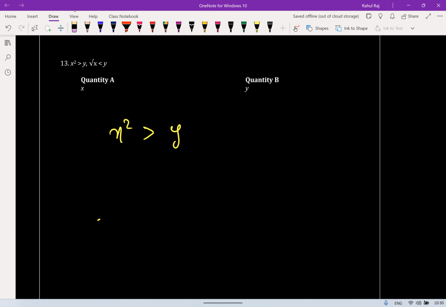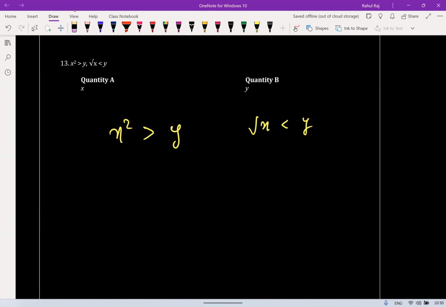Square condition, root. Number 2 says what? Root x is less than y. And x square is greater than y. We can even use negative numbers, and it'll still apply, right?